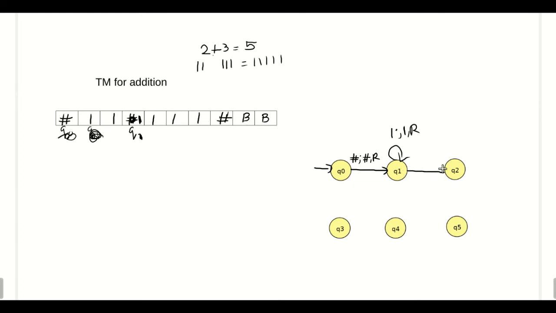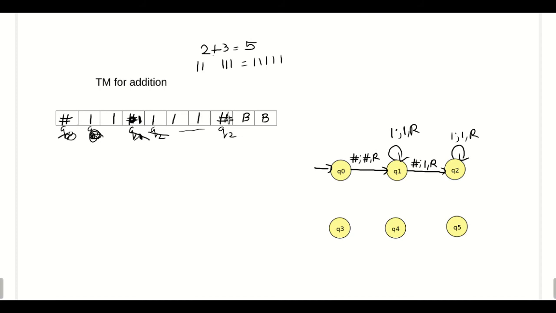So from the state q1, if we see the hash symbol, we will replace that hash symbol with a 1, the tape head will move towards the right side, and we change the state to q2. Here also we will have to process n number of ones until we see the hash. For all ones we keep the 1 as it is, and the tape head will move towards the right side, and finally q2 will reach here.